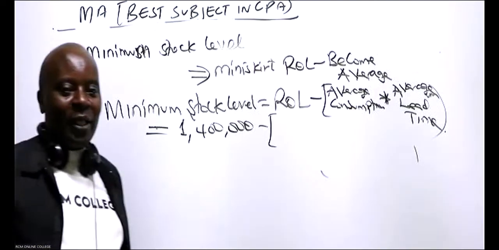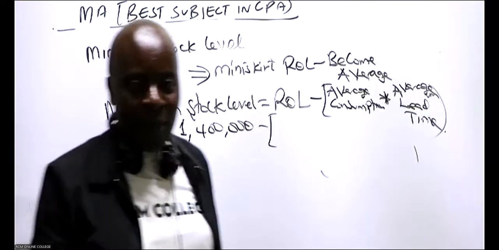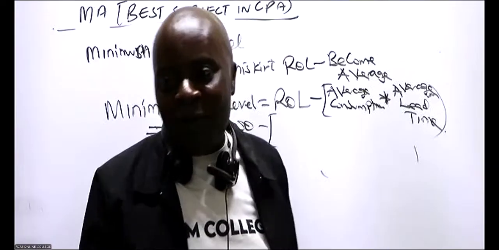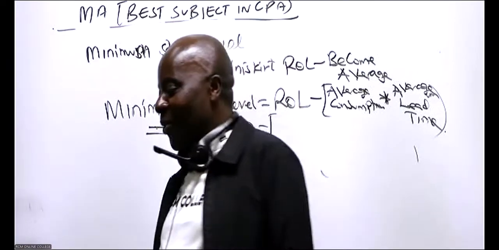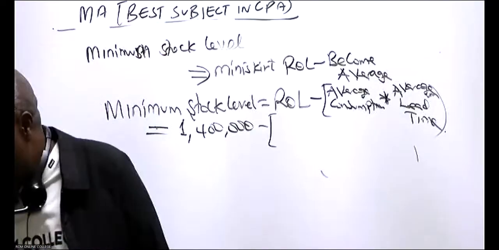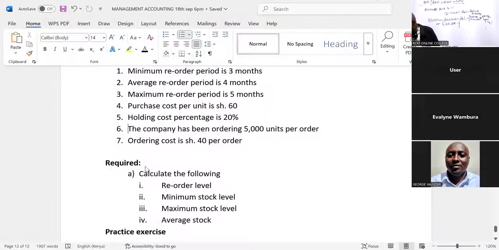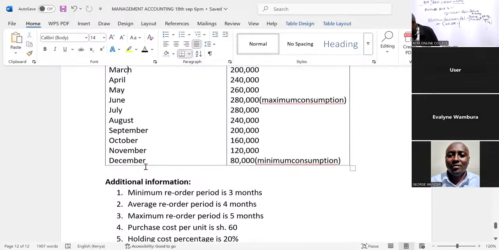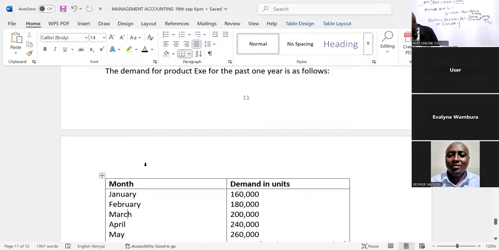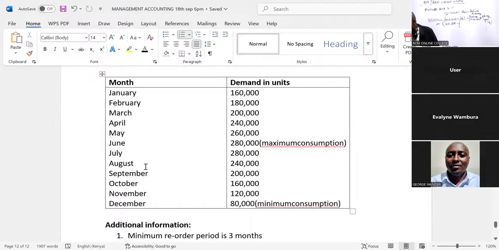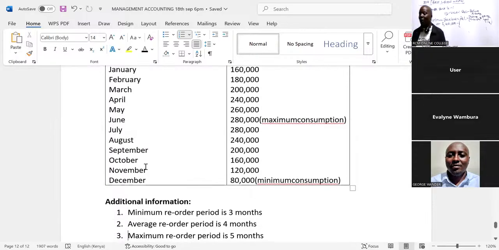So average consumption, look, you have so many of them. 12 months, isn't it? You must get the total and then divide by 12, because you want average consumption. So in this case, we must look for the total. You add everything from that demand. Consumption is the same as demand. So you take 160,000 all the way, you add 181, 200, all the way up to 80,000. Add all of them. Tell me what do we have.